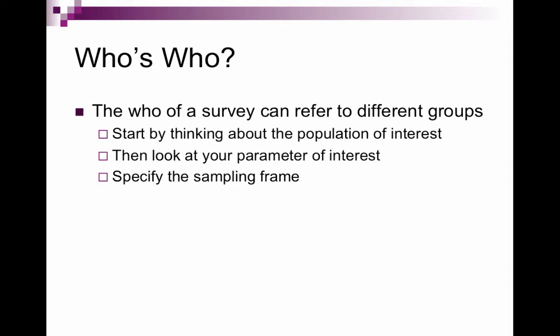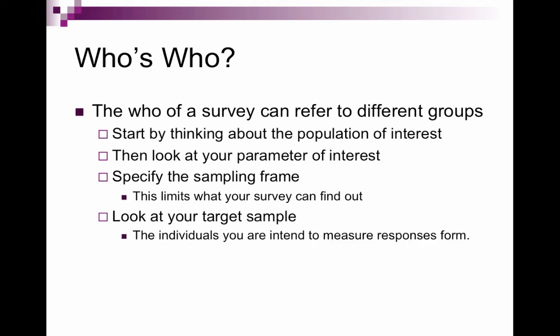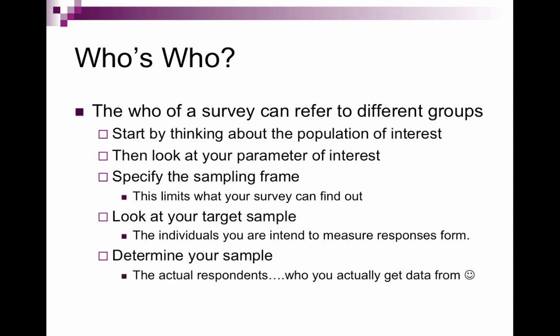So my population would be all high school students. My sampling frame would be public school students. So again, it limits what your survey can find out. I'm limiting it to only one specific group. Then you look at your target sample. So my target sample is high school students. I would decide what method of sampling I'm going to use, implement it, and then my sample are the people who actually respond. They're the individuals you intend to measure responses from. Again, these are the actual respondents who you actually get data from.